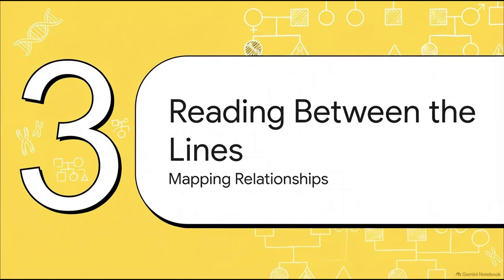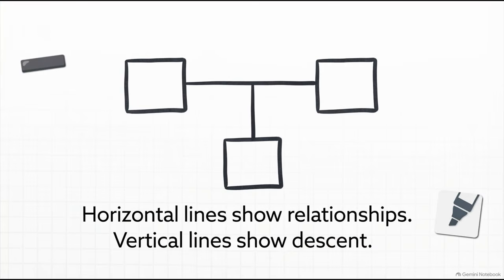All right, let's move to reading between the lines, mapping relationships. Think of the lines as the roads connecting this whole genetic map. A horizontal line between two shapes, that's a relationship line, like partners. The offspring from that partnership are connected by a vertical line of descent, dropping down. And if there are multiple kids, a horizontal sibship line connects them all. Now, here is a golden rule for pedigrees. Siblings are always, and I mean always, drawn from left to right in birth order. So oldest on the far left, cascading down to the youngest on the right.